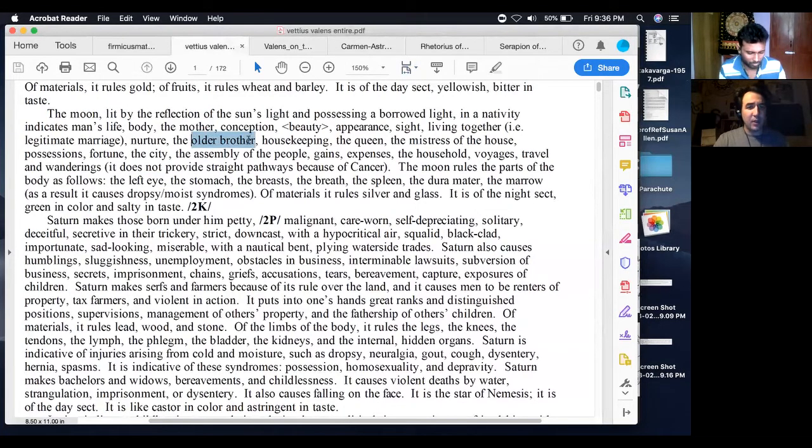That's an interesting one that I didn't know about. Housekeeping, the queen, that makes sense. Housekeeping makes sense. The mistress of the house, possessions, fortune, and so on. All of these things have to do with other people. So living together. Again, the moon is the relationship. The moon naturally signifies relating to the world and thus to other people. So even though we use Venus to signify marriage, the moon is just that initial fact of relationship because it reflects the light of the sun.